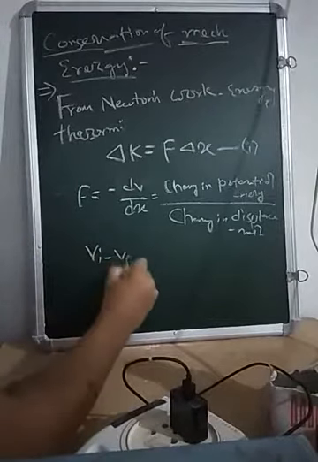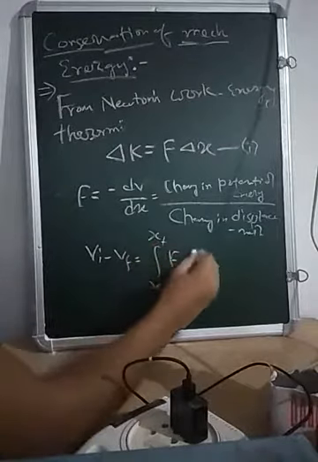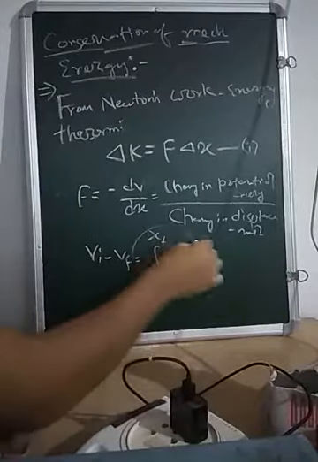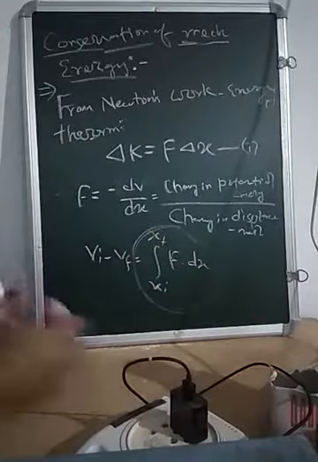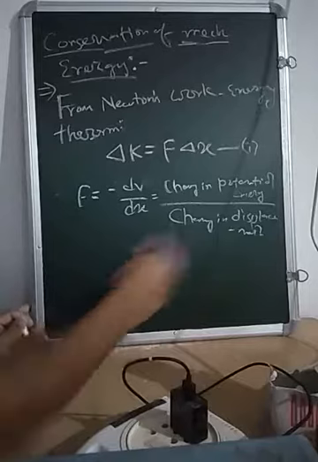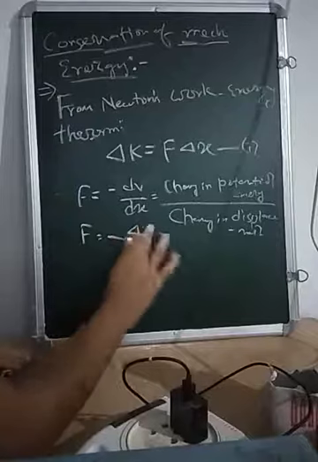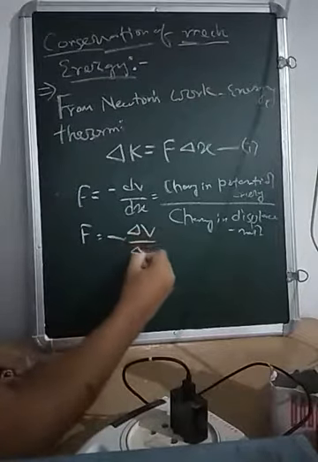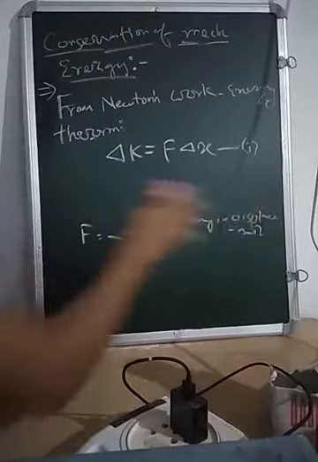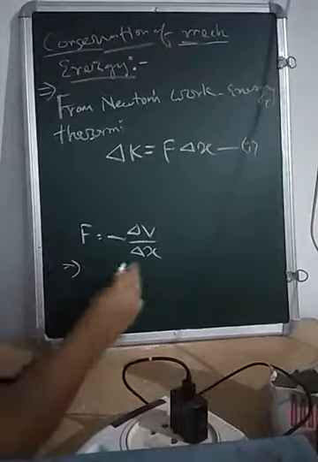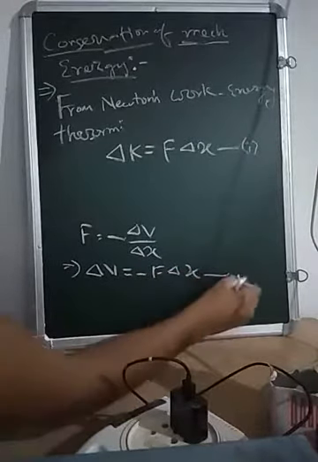Like we have derived, Vi minus Vf is how much? It is the integration from xi to xf of F dx. So the change in potential energy is equal to the work done by the conservative force F. You can also write this as minus del V by del x. So del V is equal to minus F del x. This is number 2.